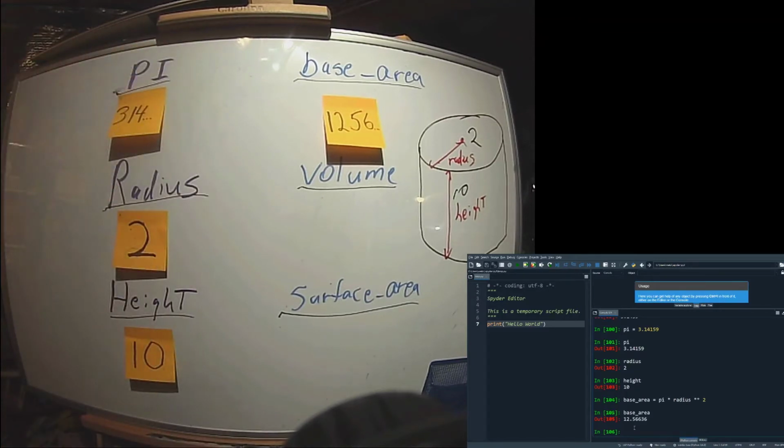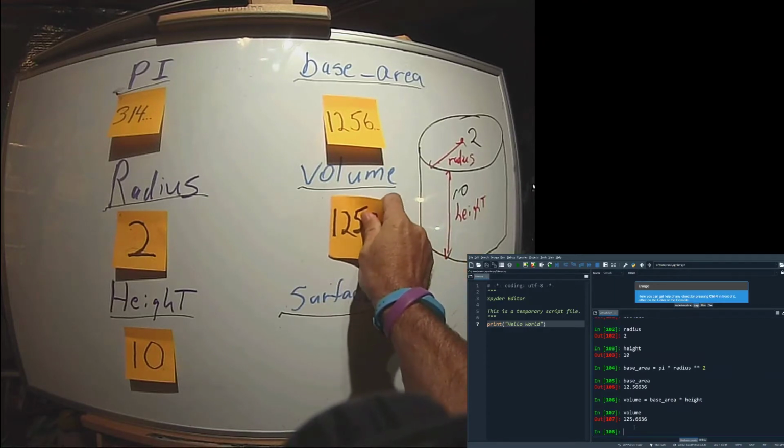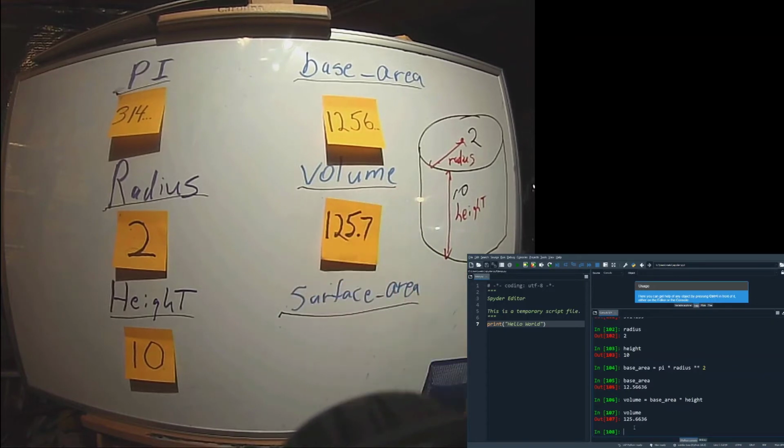And now we can take this further and we can use any of those values to calculate, for example, the volume. Right? The volume is the base area times the height. Right? So 125 and change. So 125.7. That gets shoved into volume.